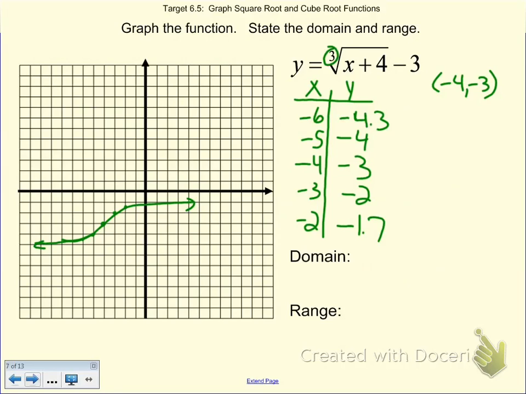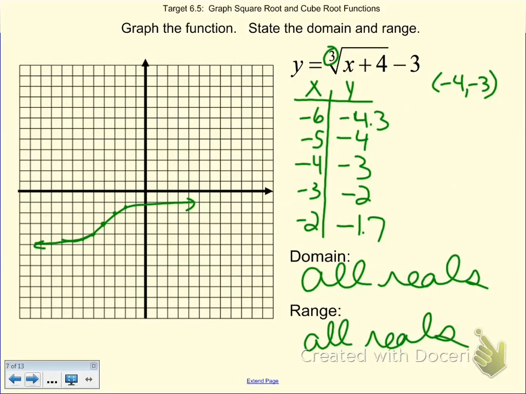There we go. Our domain, when we're dealing with cubed roots, you can plug anything in that you want. So our domain is all reals. Because we can plug anything in and it's a cubed root, we also can get anything out. So our range is all reals.